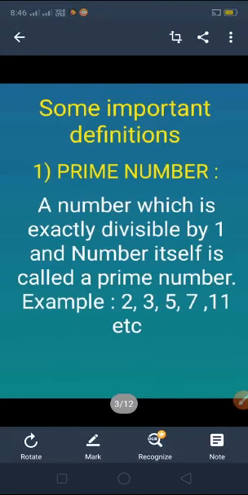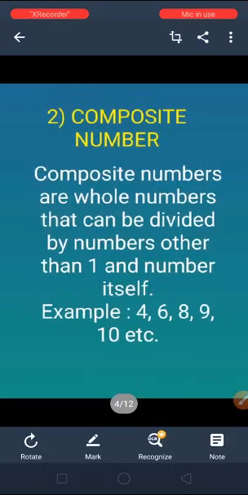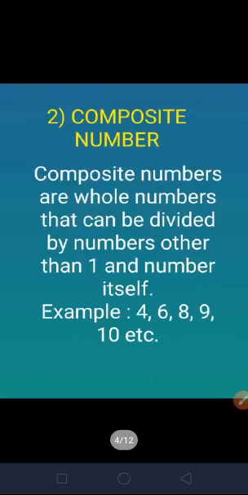Let us suppose we take the number 5. Then 5 is exactly divisible by 1 and the number itself, that is 5. Therefore 5 is a prime number. Next one is composite number. Students, composite numbers are whole numbers that can be divided by numbers other than 1 and the number itself. For example, 4, 6, 8, 10 and so on.